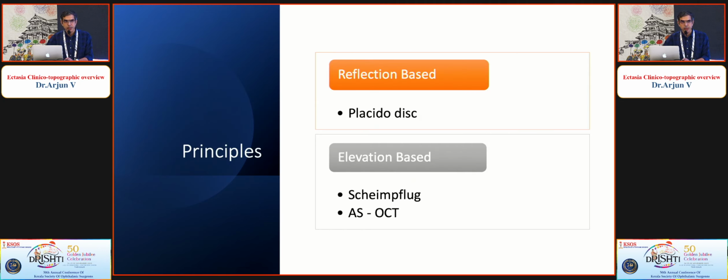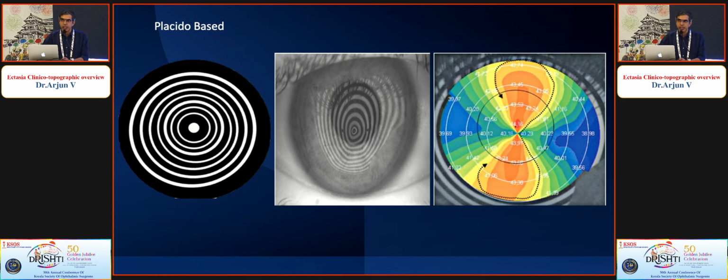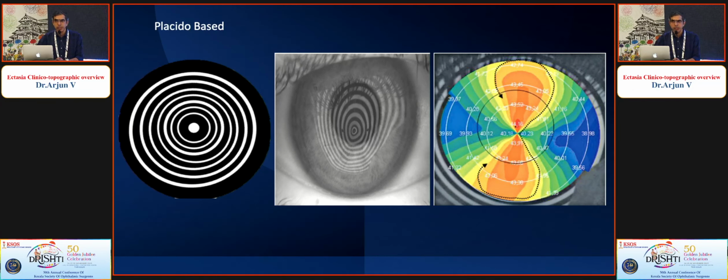So the basic principle remains the two: the reflection based and the Scheimpflug based or elevation based, which includes the Scheimpflug or the ASOCT based devices. In the reflection based devices, you have a calibrated Placido disc which is projected onto the cornea. The reflected image is then digitized and calibrated based on the size of the image and the size of the disc which is projected. You get the keratometric power for the individual location and the maps are created.